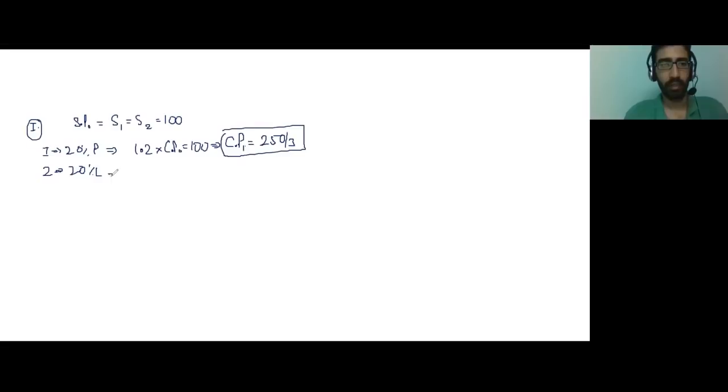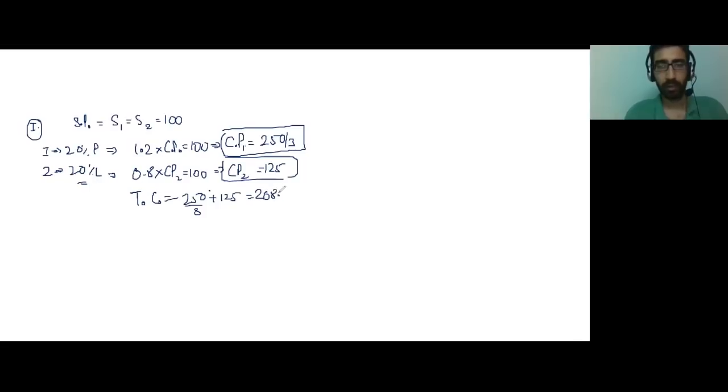Let me call it CP1. Cost price of 2, of course, you can calculate, because if you have 20% loss, then 0.8 times cost price of 2 must be 100, which means cost price of 2 comes out to be a nice simple value of 125. So now you have a total cost price of 250 by 3 plus 125. This is 208.33, or if you want to keep it in decimal, you can. It would make more sense if you keep it in decimal, by the way. You will get the exact answer. And your total selling price of S1 plus S2 is 100 plus 100, 200.